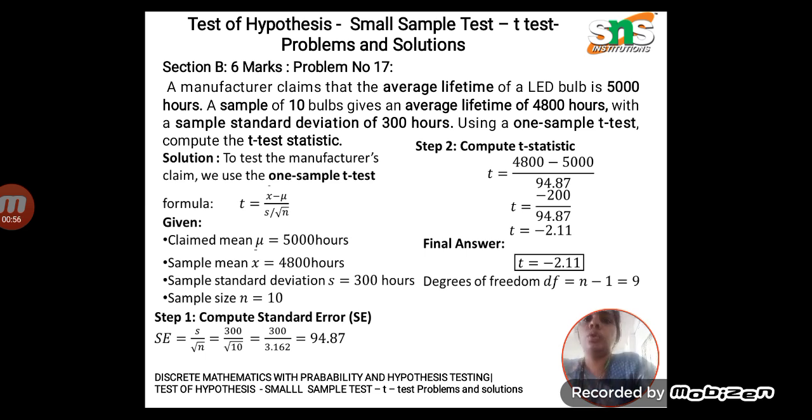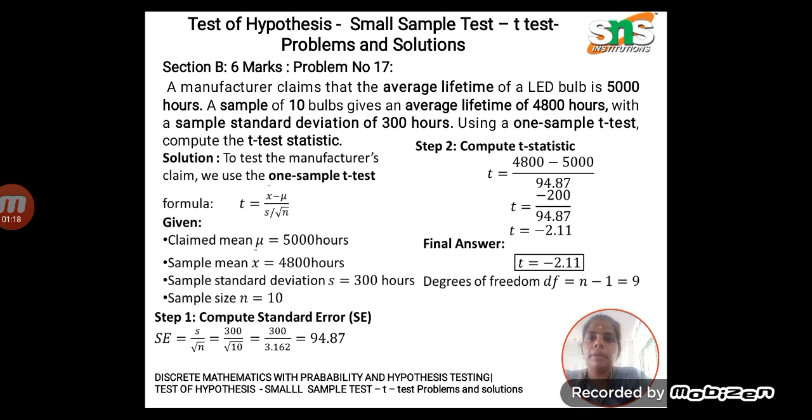Now I am going to use a small sample t-test. I am going to calculate the t-test statistic value. In the previous video I explained the t-test formula. The t-test formula is t is equal to x bar minus mu divided by s by root n. Sometimes they give the standard deviation as s, or sometimes they give us sigma.